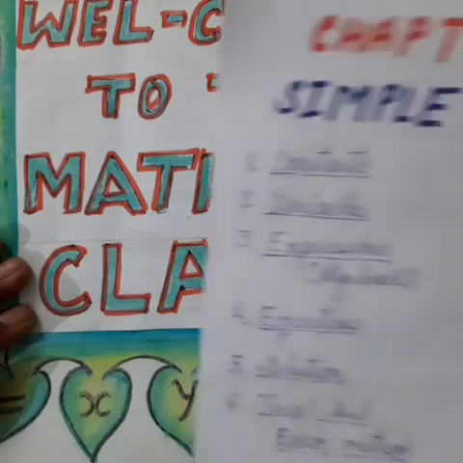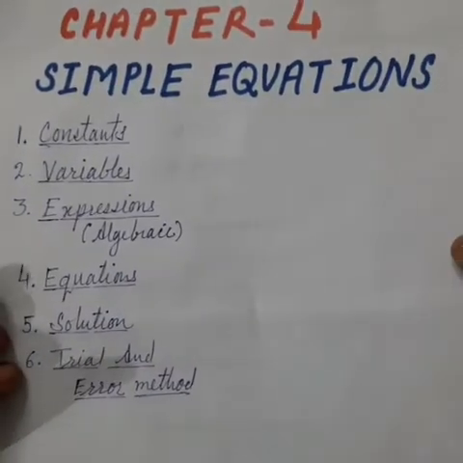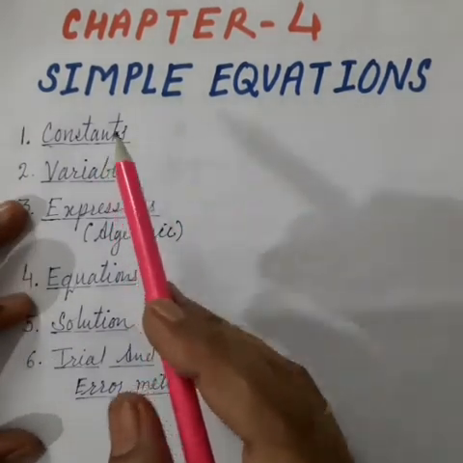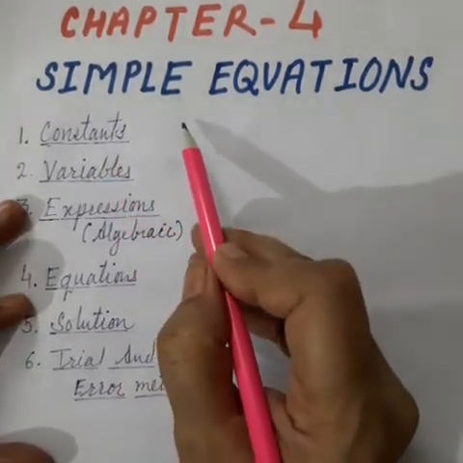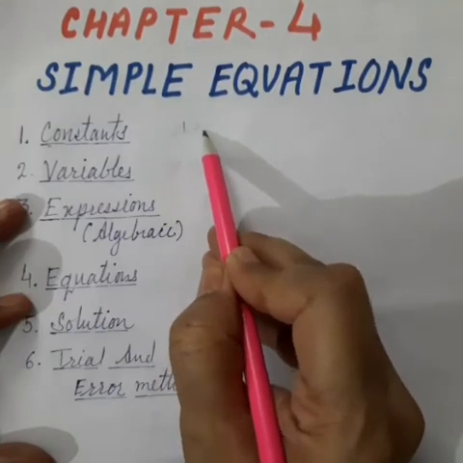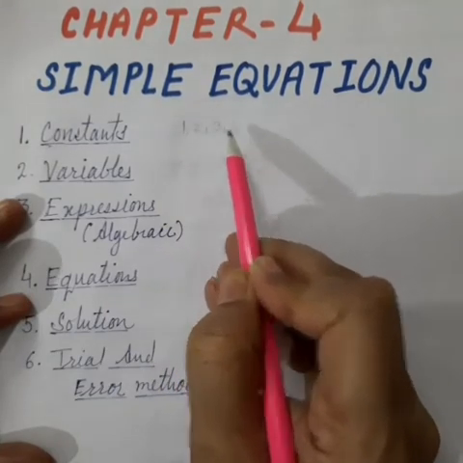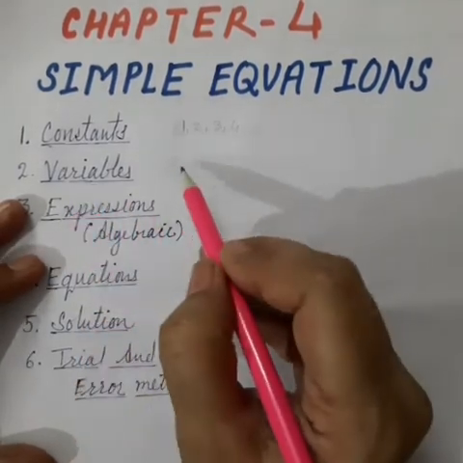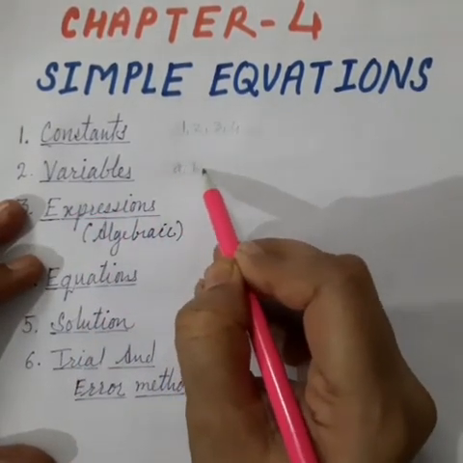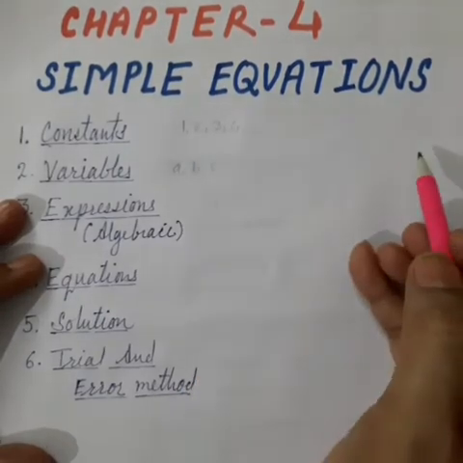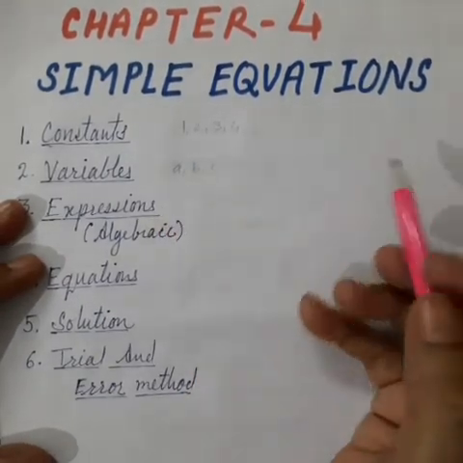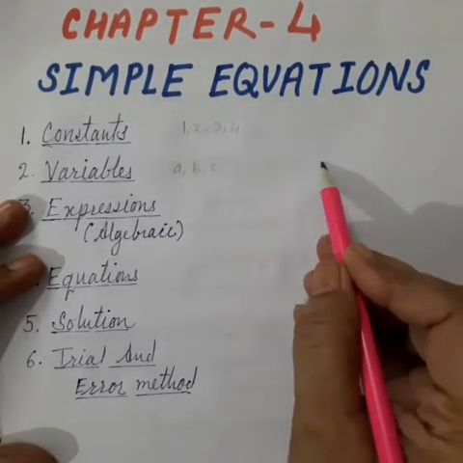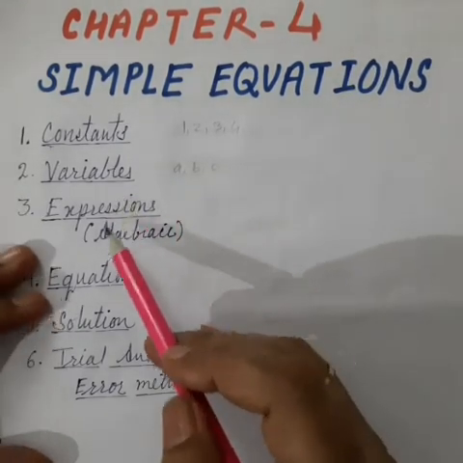In the previous class, in chapter 4 simple equations, we learnt about all these terms. Constants, they are the symbols which have fixed values. All the numbers have their fixed values. So, all the numbers are constants. Variables, small alphabets are used for unknown numbers. And values of unknowns are not fixed. So values of these alphabets are also not fixed. So they are the variables.